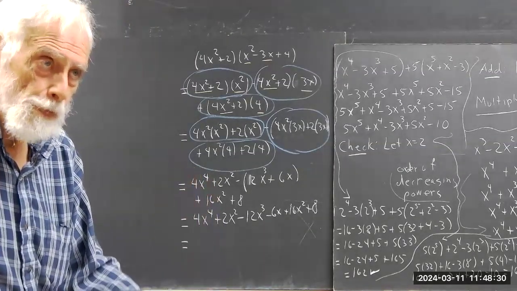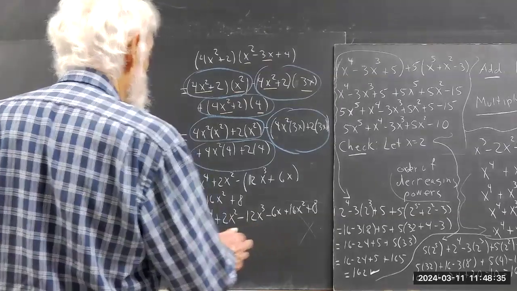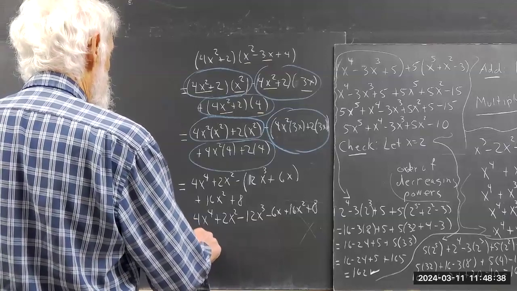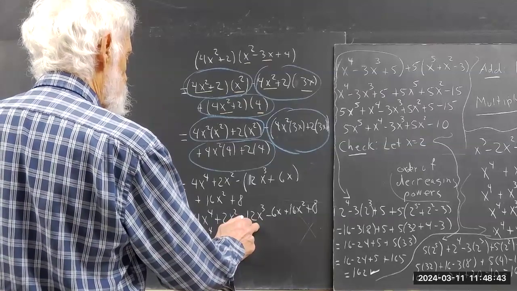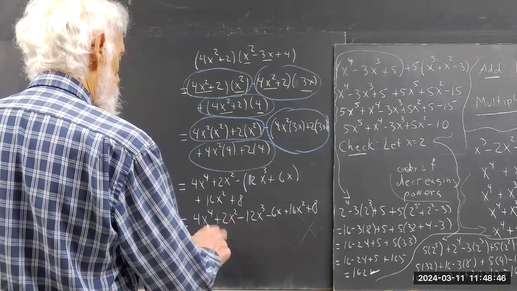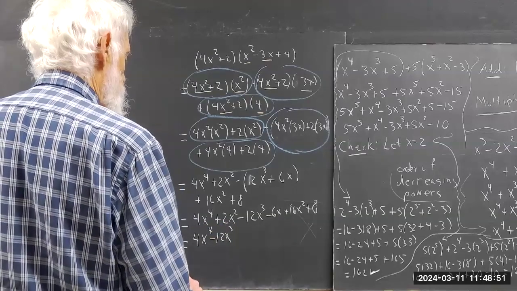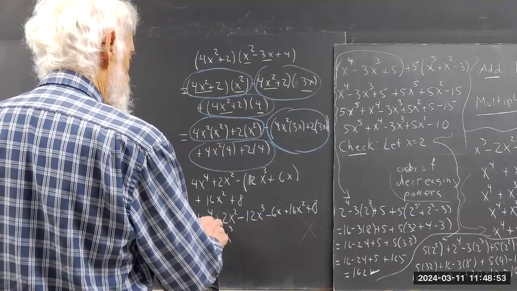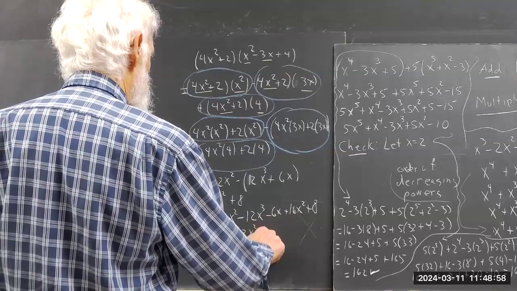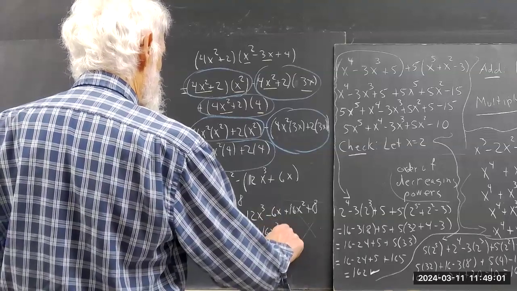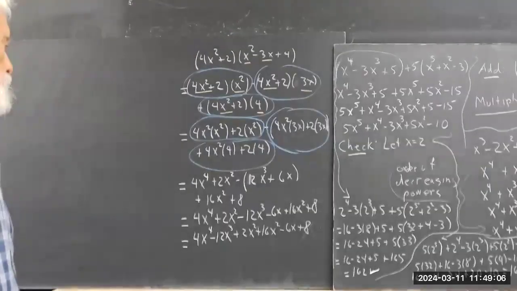Now I put everything in order. My highest power term is the fourth power, and it's already out there in front. But now I've got an x cubed term that'll come before the x squared term. So I've got minus 12x cubed. And then I've got a 2x squared and a 16x squared. And then a minus 6x and a plus 8.